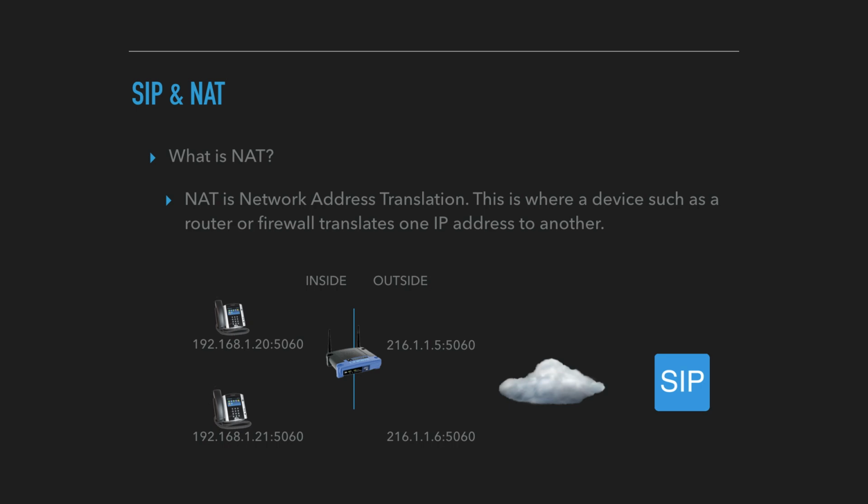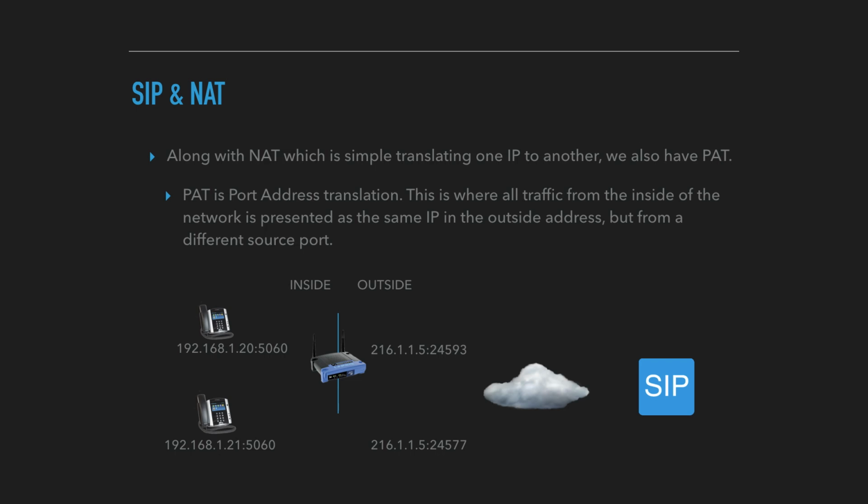So like on the inside, we have 192.168.1.20. The outside, 216.115. Same thing down here, 4th octet, it's .21. 4th octet over here is .6. Along with NAT, which is simply translating one IP into another, we also have PAT.